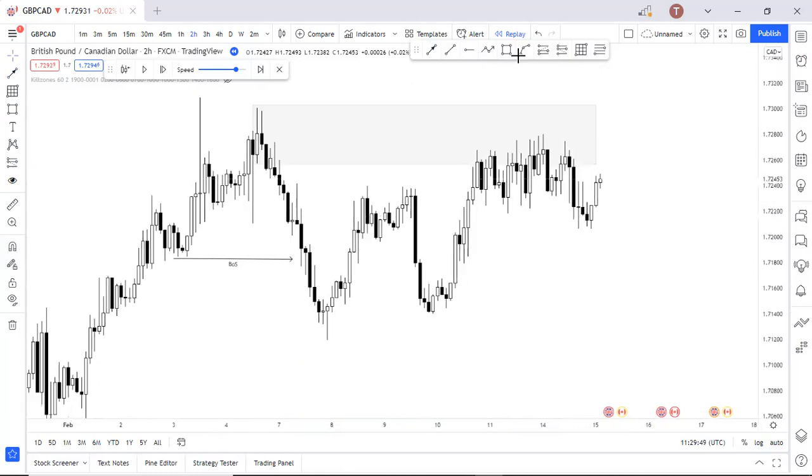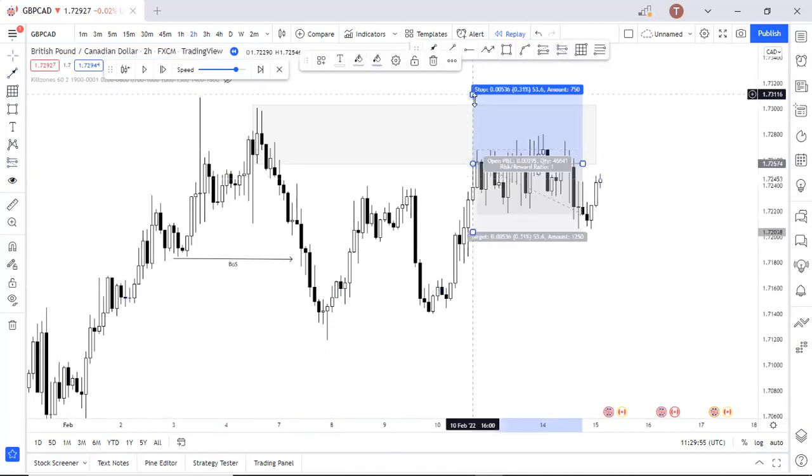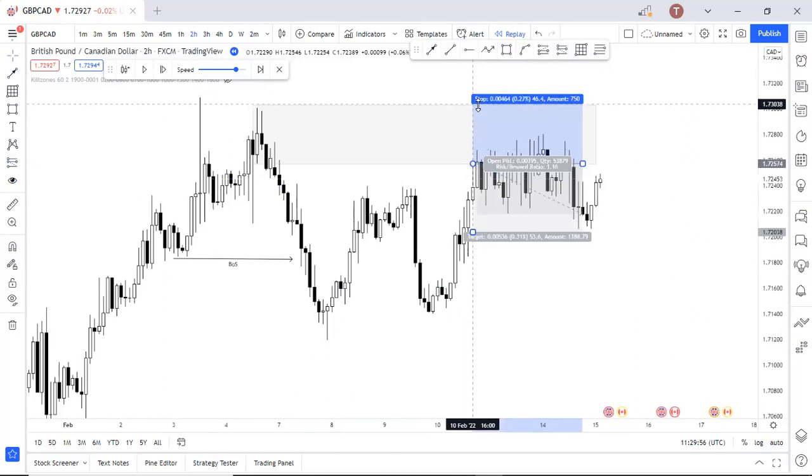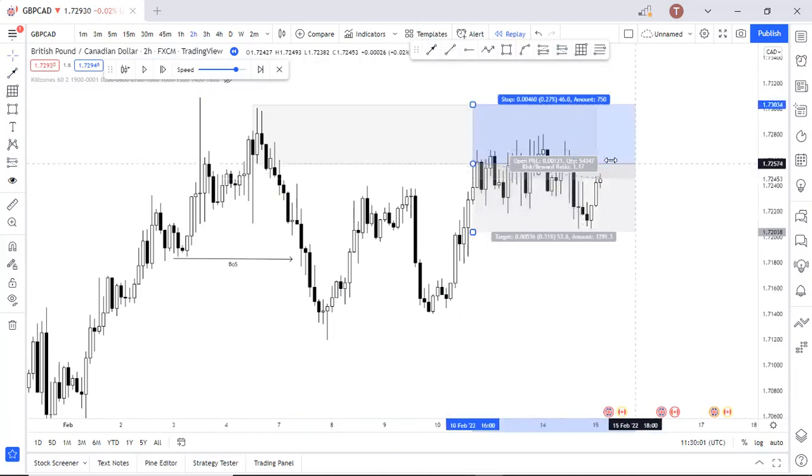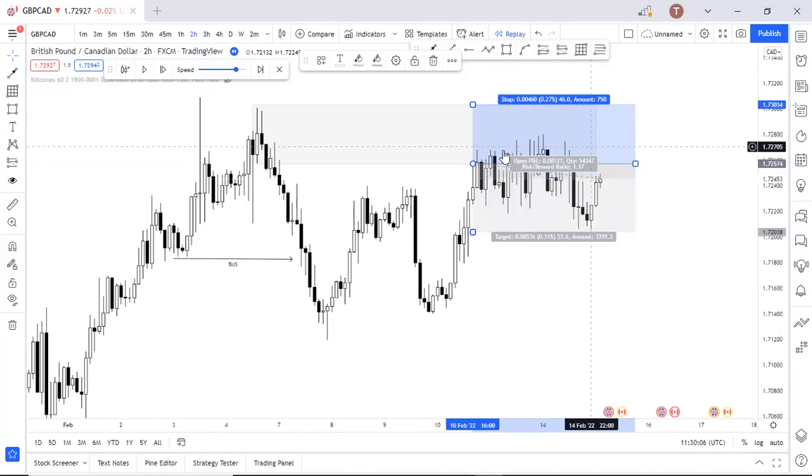But because this supply zone is big, if we are to take our entry from the open of this supply zone, we'll be having a 46 pip stop loss, which is way too much. 46 pip stop loss is too much for SMC traders. We don't want to be having such a big stop loss.